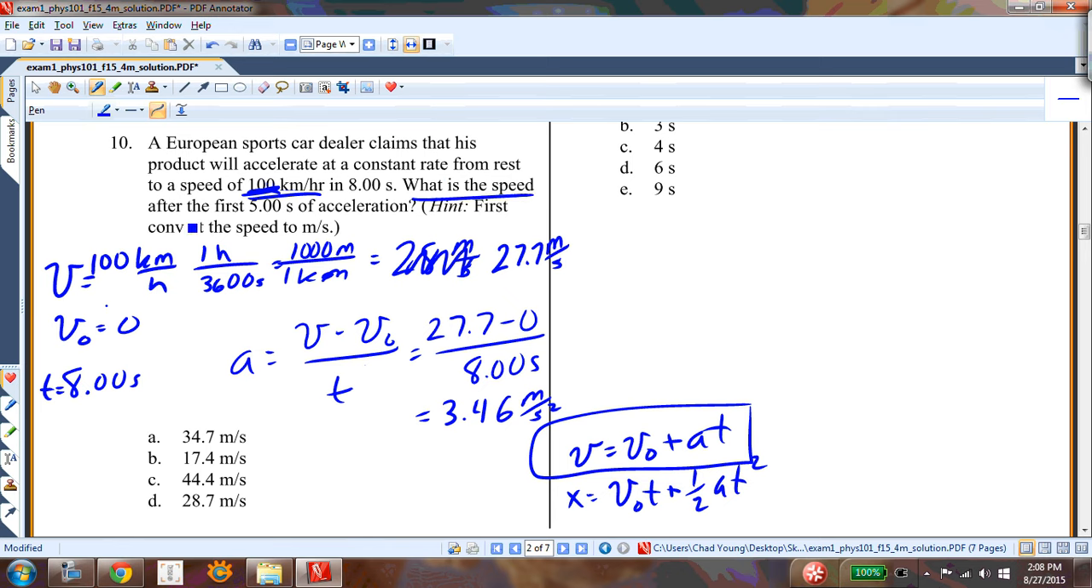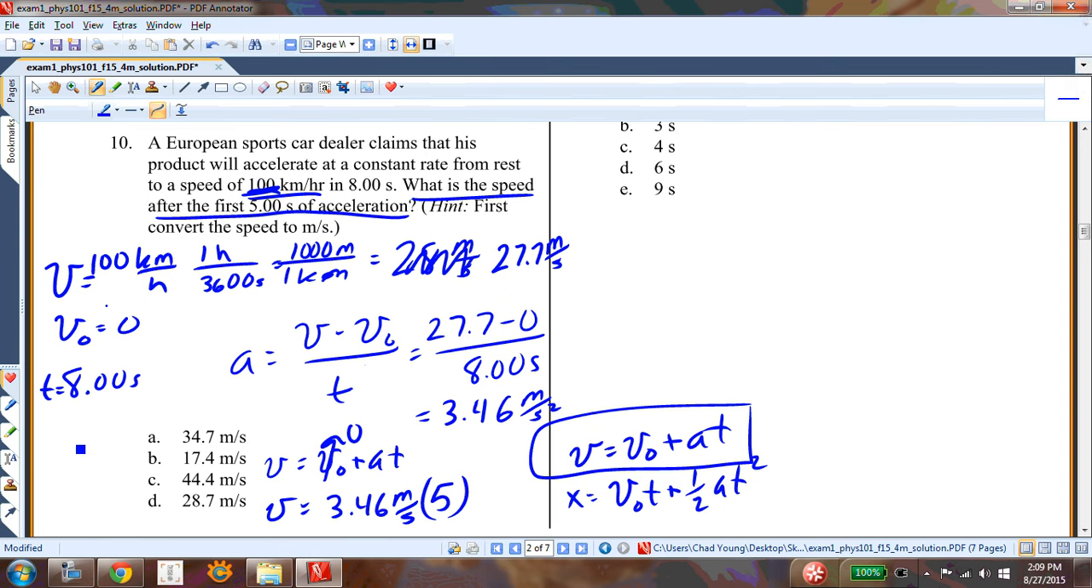I want to know what is the speed after the first 5 seconds of acceleration. So I'm doing this again. I say V equals V naught plus AT. V naught is 0. I want to know what V is. It's going to be 3.46 meters per second squared times my time, which is 5. So it looks like 17.4, I think. I get 17.3. I might have carried my sig figs a little bit differently. So I'll make that change. So it'll be 17.3 for number 10.